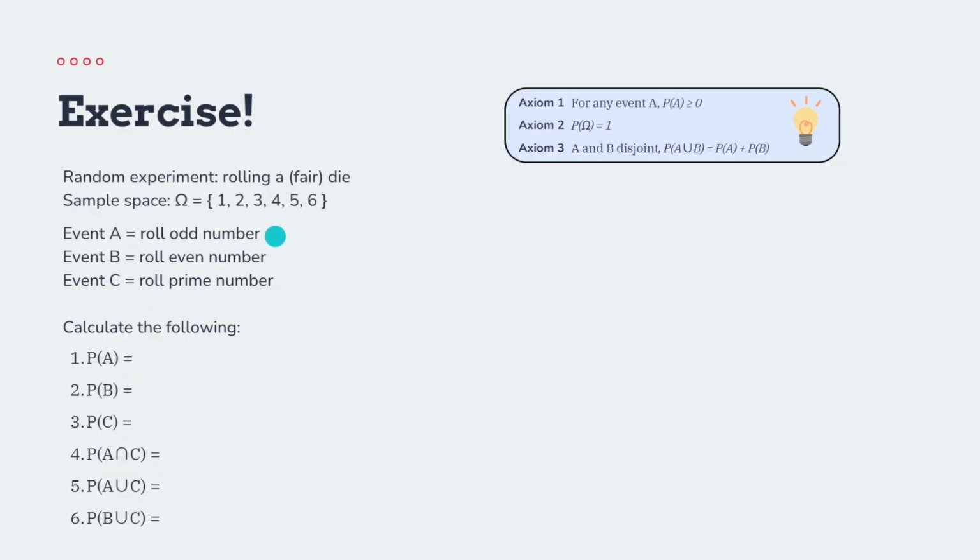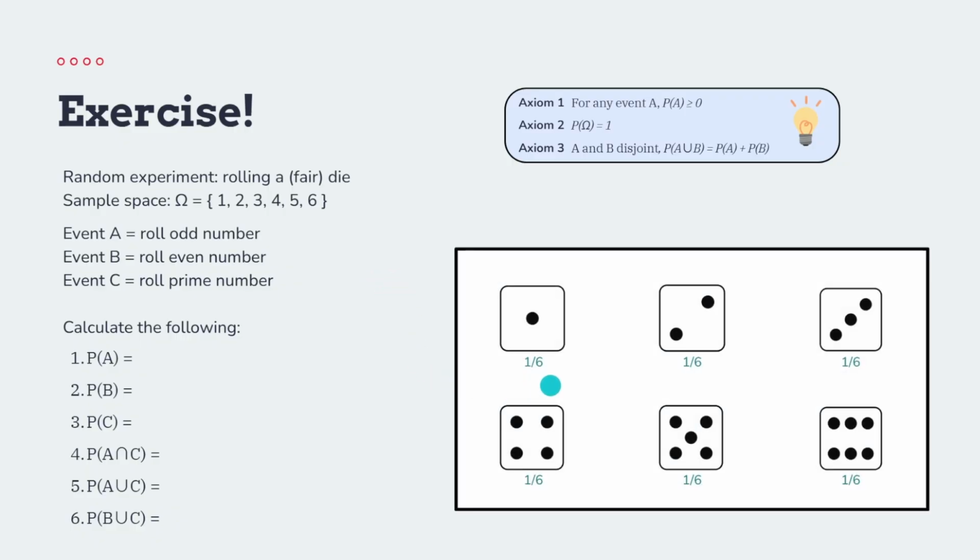Alright, let's do it together. Because we have a fair die, each of these individual outcomes has the same likelihood, and therefore we need to assign them the same probability value. Since we have 6 different possible outcomes, each outcome will be assigned 1 over 6 in order to fulfill the second axiom, where the probability of the sample space, which is the set that includes all of these individual outcomes, amounts to 1. Here is the normalization part of probability.